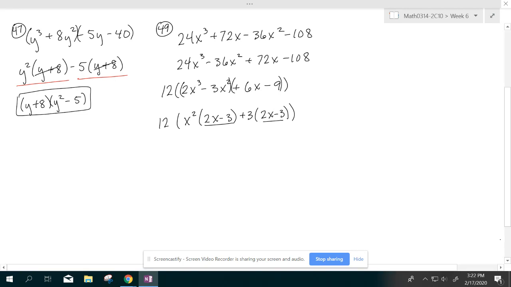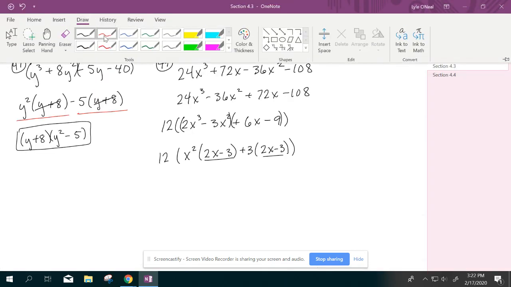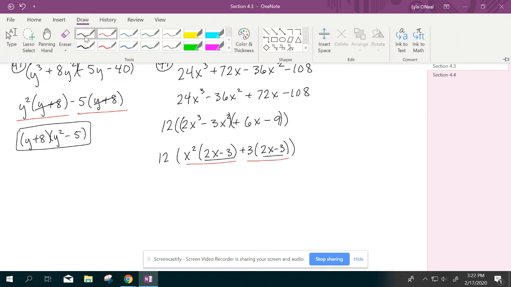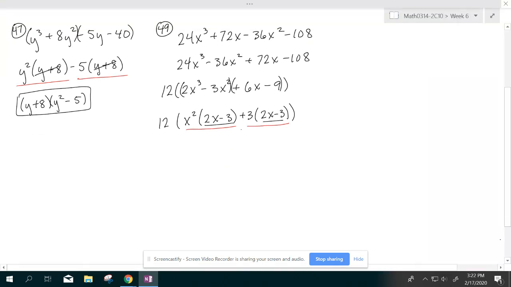If it doesn't, you either screwed it up or it won't factor. I'm not done. I am so not done with this problem. So again, let's look at the red. And what do the two red pieces have in common? So we're going to take the 2x minus 3 and factor it out. If I factor out the 2x minus 3, what will that leave me with? And now that is factored completely.